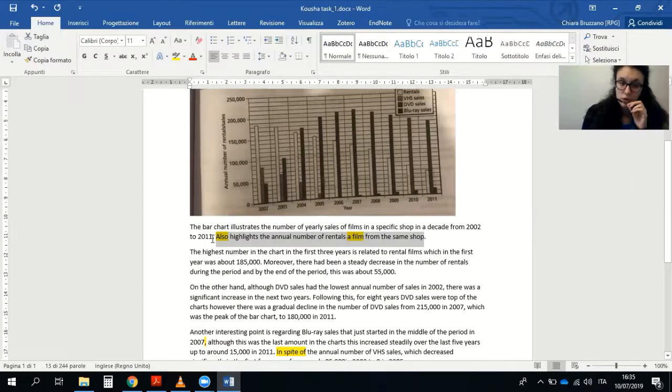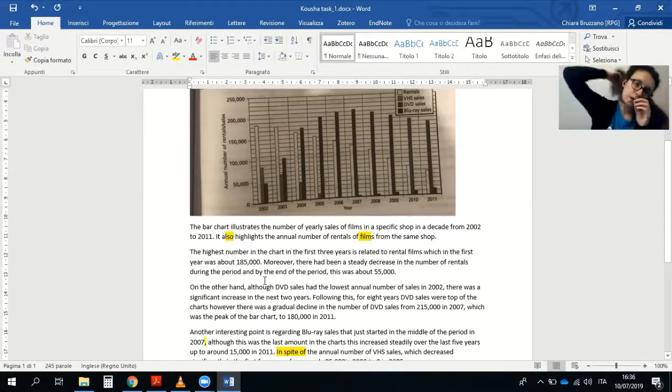There is no subject here. And in English, you definitely normally need a subject. So it, and by it, in this case, we're referring to the chart. So it also highlights the annual number of rentals. A film, I don't fully understand. So rentals of films, you might want to say, or film rentals.